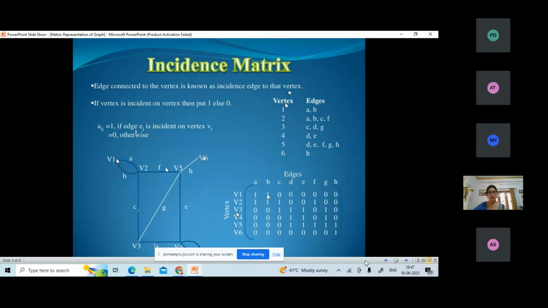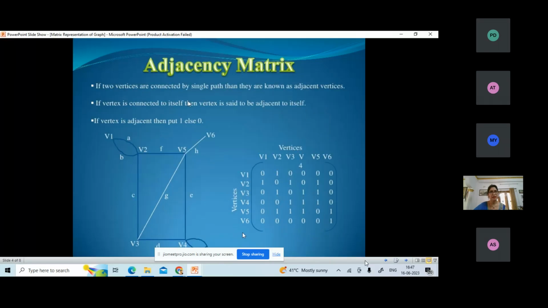Same for V3. V3 has C, G, D, so C is 1, G is 1 and D is 1. The rest are all 0. Same for V4, V5, V6. Now the adjacent matrix.